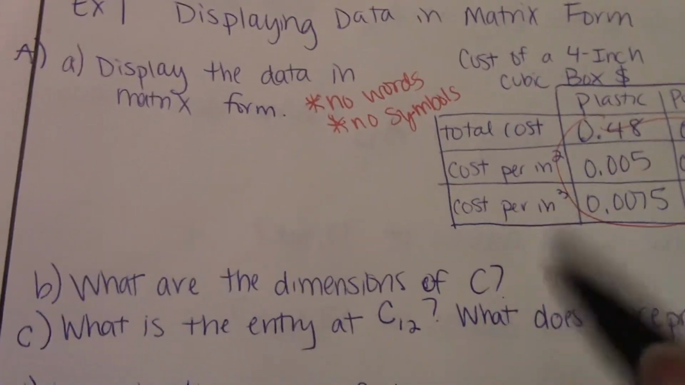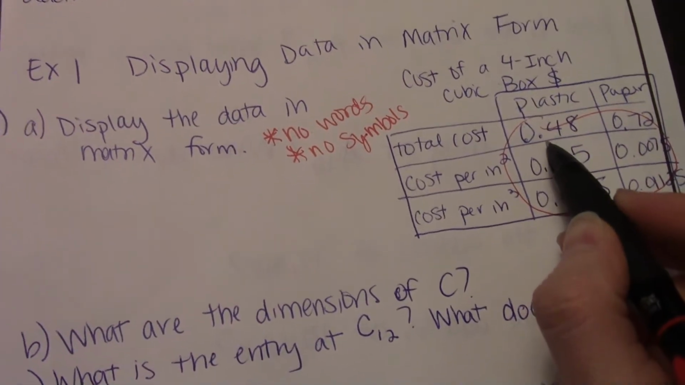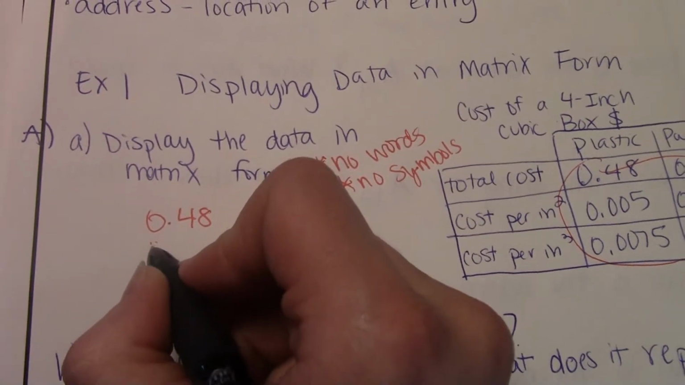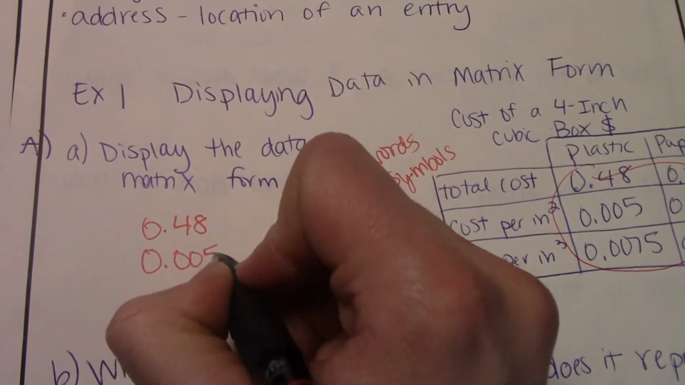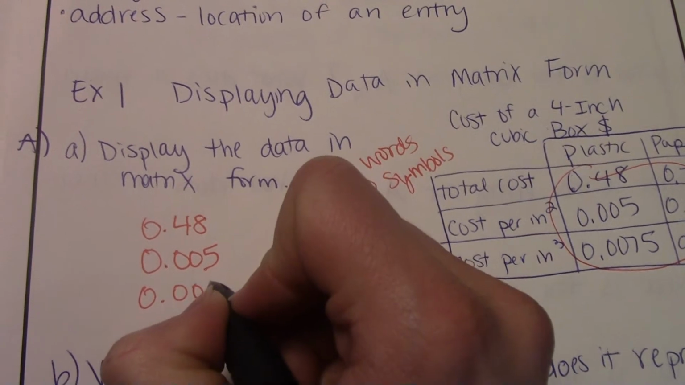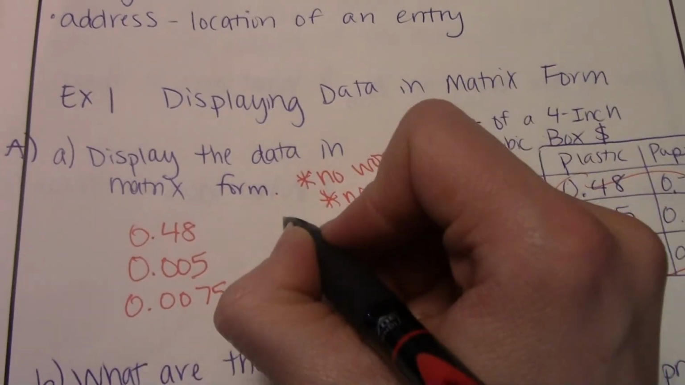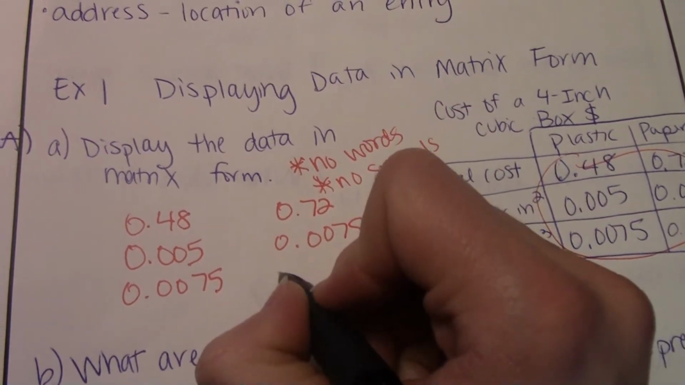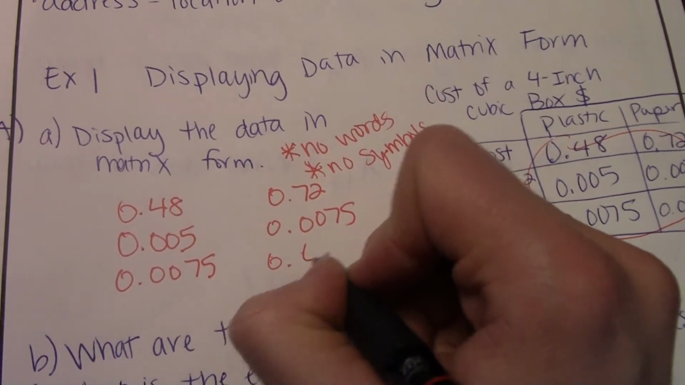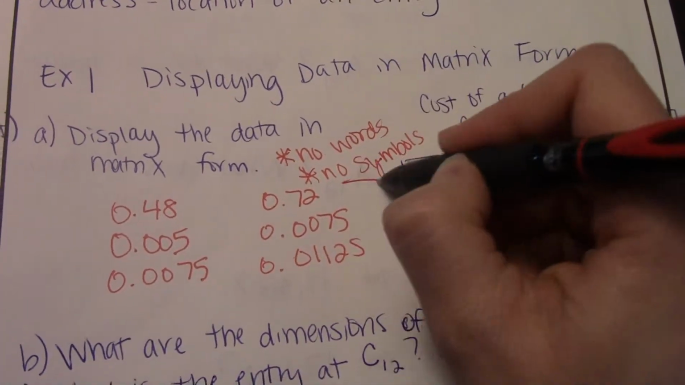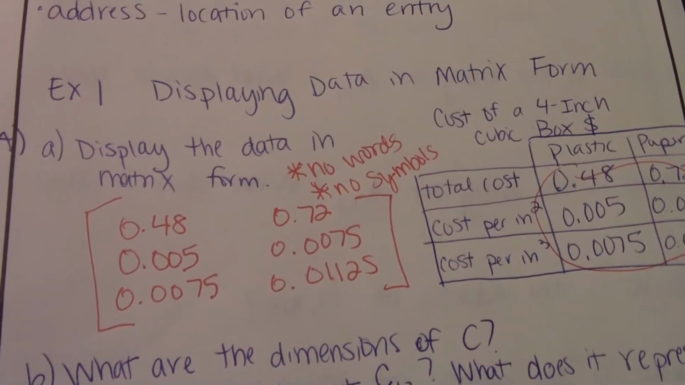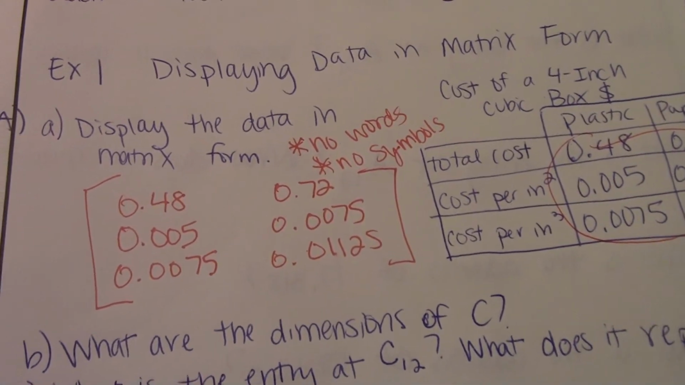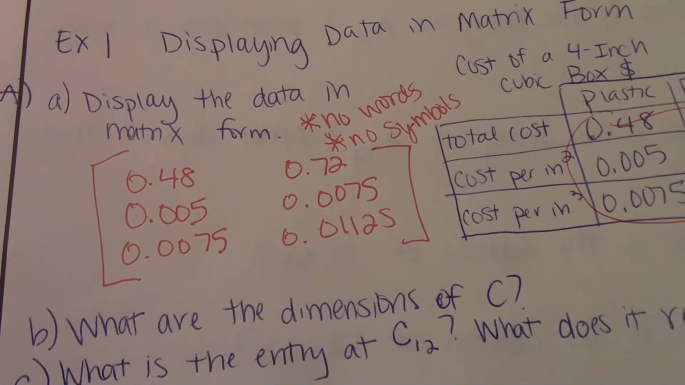Okay? So we are going to write our first number, which is 0.48. I'm going to go down. It doesn't really matter which way it goes. 0.005, 0.0075, and back up here was 0.72, 0.0075, and 0.01125. And I'm just going to put the brackets around it. So if I want to write a matrix from a table, I'm just going to rewrite the numbers in the exact same order. Do not move them, the exact same order.